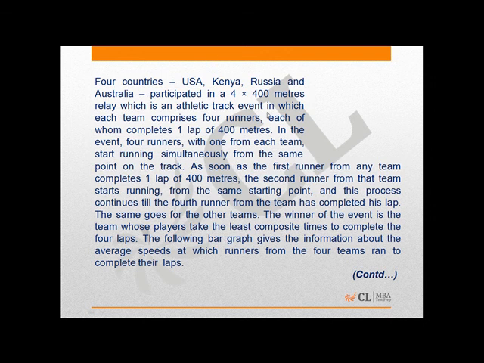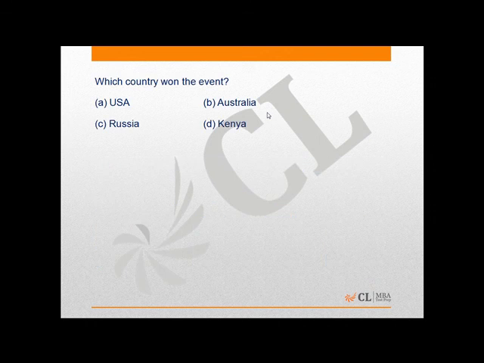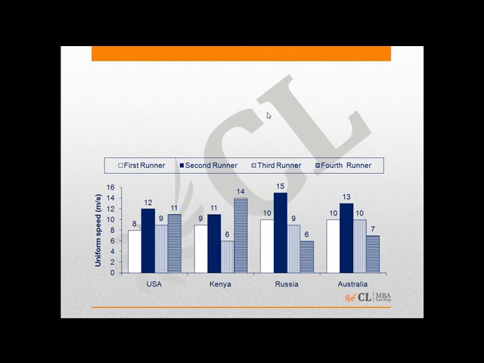This question talks about a relay race in which four countries participated: USA, Kenya, Russia, and Australia. Each country has four runners, and each runner is supposed to cover a lap of 400 meters. The graph shows the speeds of all four runners, and now we have to calculate how much time each runner took and who won the event. We will start calculating directly.